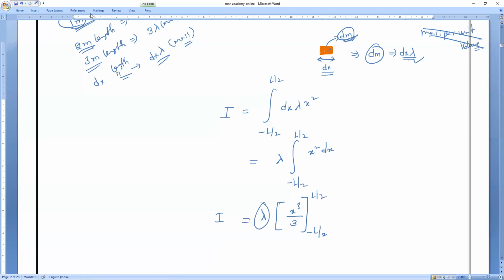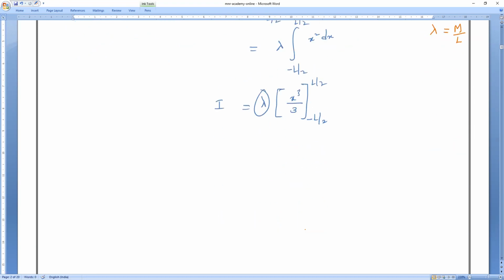Now, what is the lambda formula? Can you tell me what you mean by lambda? Lambda means mass per unit length, which is m by L. So the moment of inertia equals m by L into the limits substituted: L by 2 whole cube divided by 3, minus of minus L by 2 whole cube divided by 3. Am I right? Everybody, will you all agree with me?